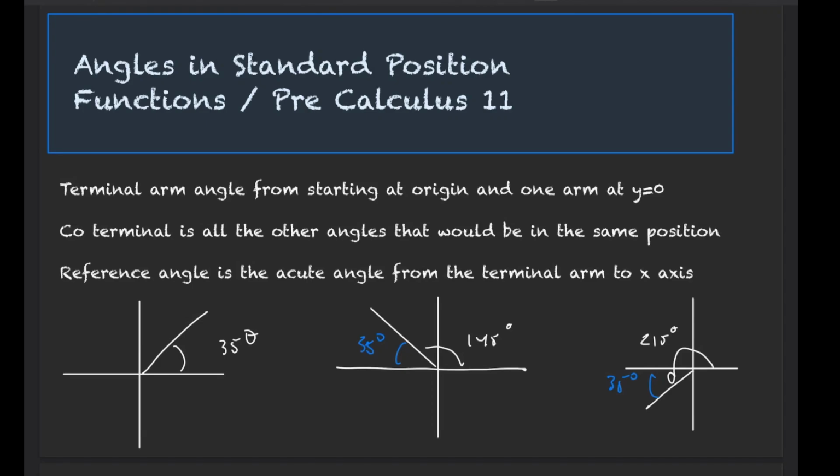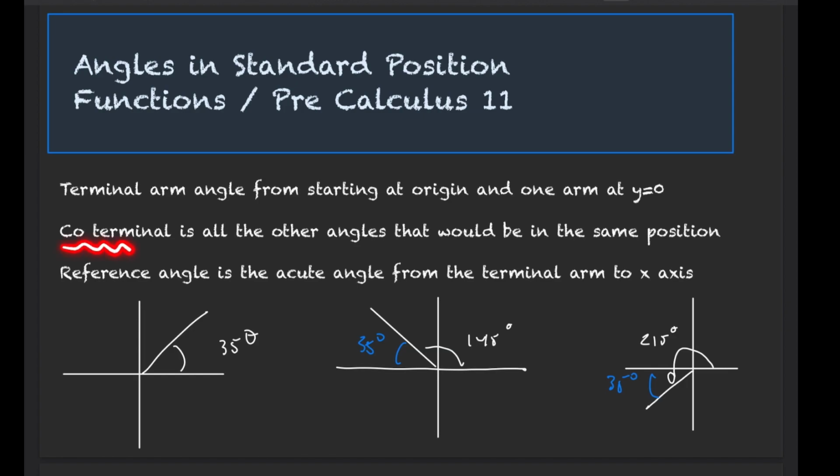Alright, now let's talk about angles in standard position. Okay, so a few definitions. First one is the terminal arm. This is basically when we have one arm here and one arm there, starting at the origin and at y equals 0, and then the other one moving to whatever the angle is.